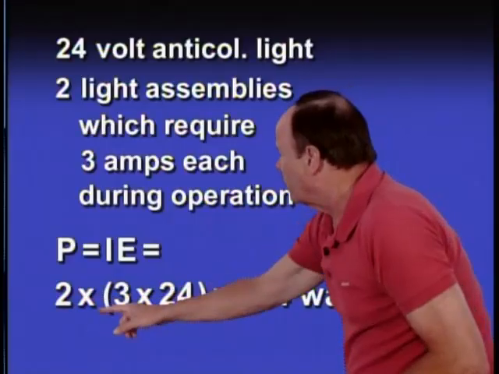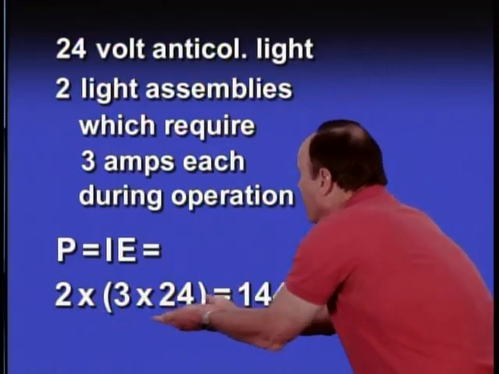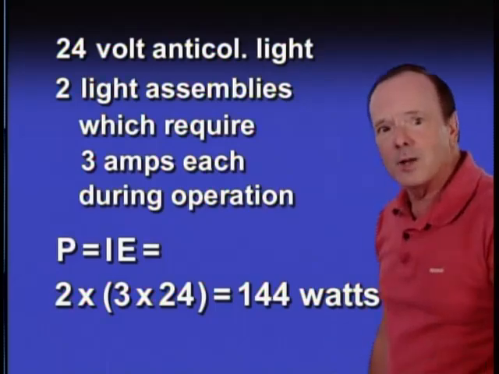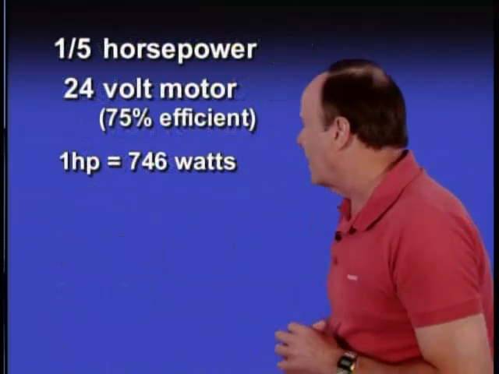And we have 2 of those circuits, so to figure out the power here, 2 times 3 times 24, that's the power in each circuit, equals 144 watts. So that's a little bit more. That's 144 watts. So let's take a look at the third situation they're going to ask you about.